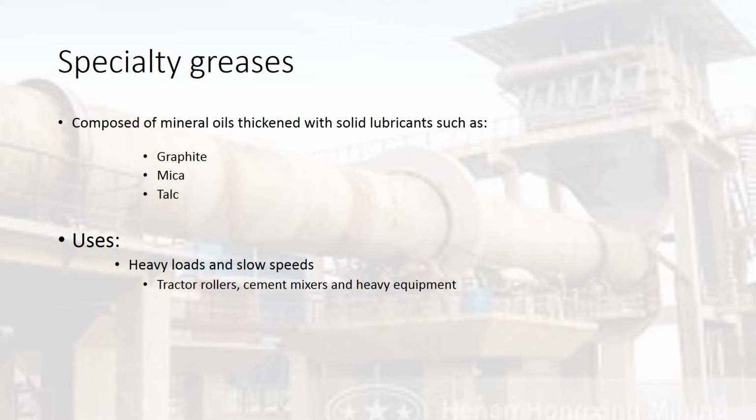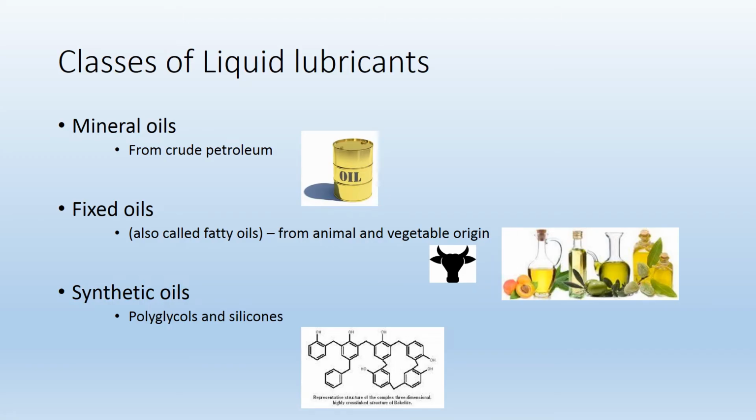The classes of liquid lubricants. Liquid lubricants come from three sources: mineral oils that are produced from crude petroleum, fixed oils, also called fatty oils, that come from animal or vegetable origin, and synthetic oils. They are the polyglycols and silicones.